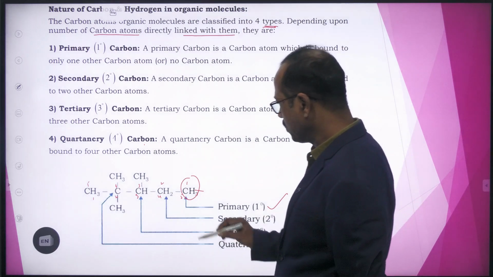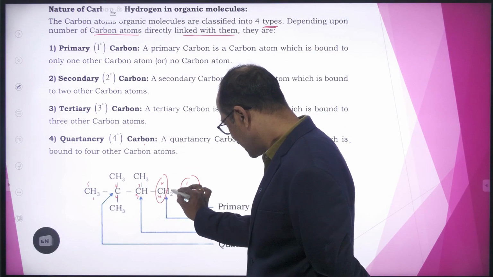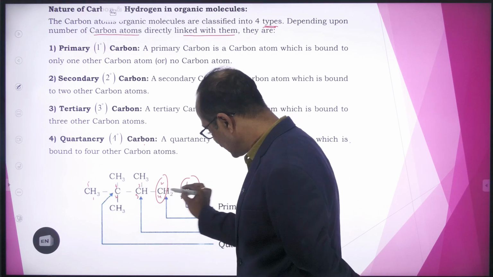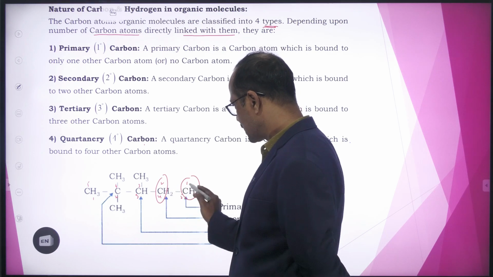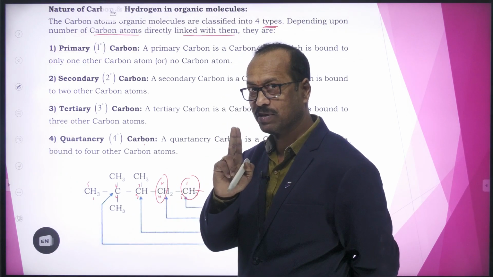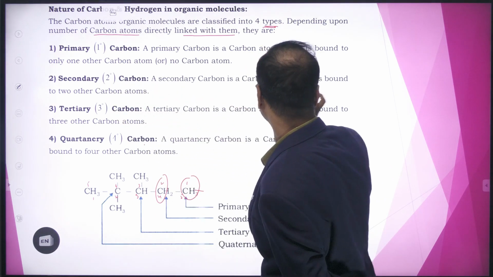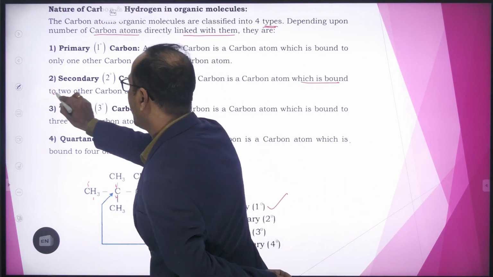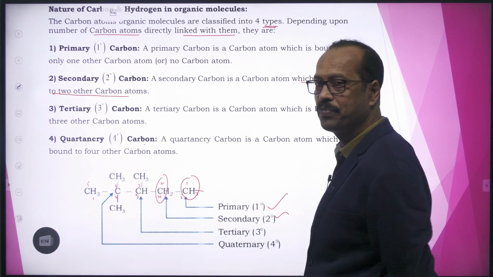Clear? Now come to this carbon. Now see this carbon. Here it is attached to one carbon on the right side and one carbon on the left side. It is attached to the first carbon and the third carbon. So this carbon is combined with two other carbons. Hence it is called a secondary, which is bonded to two other carbons. So this is called a secondary, right?